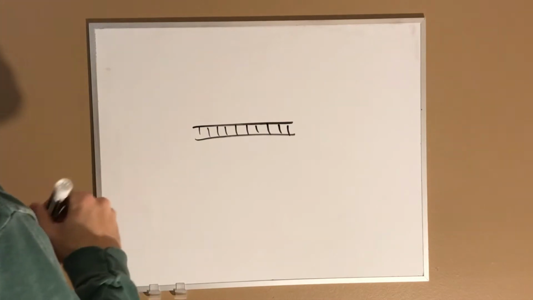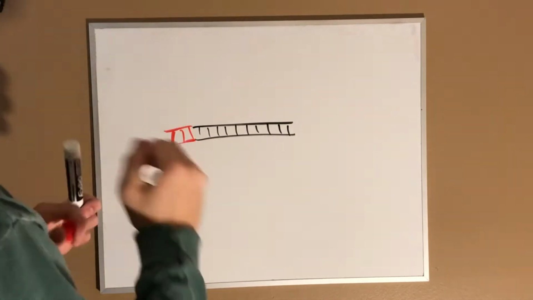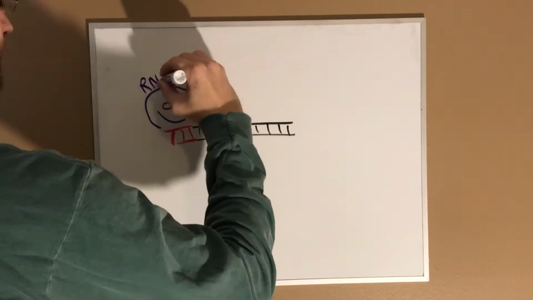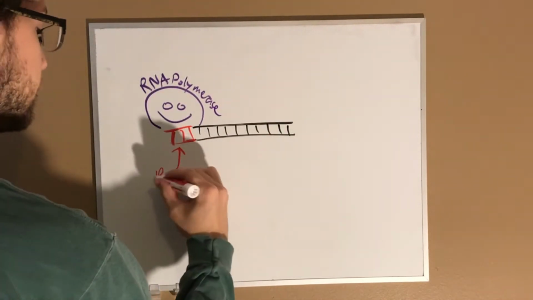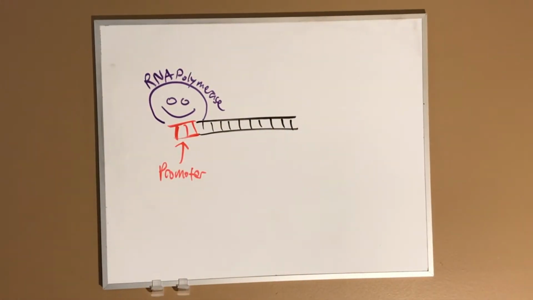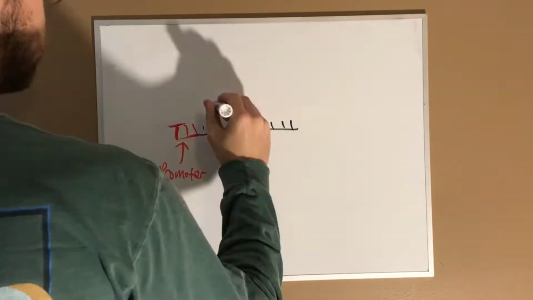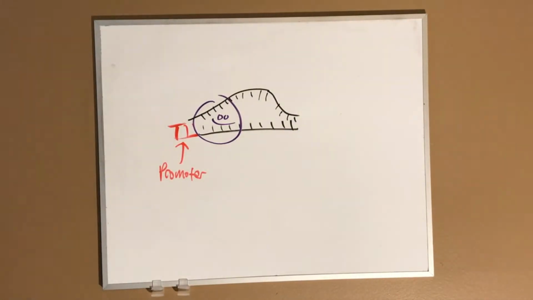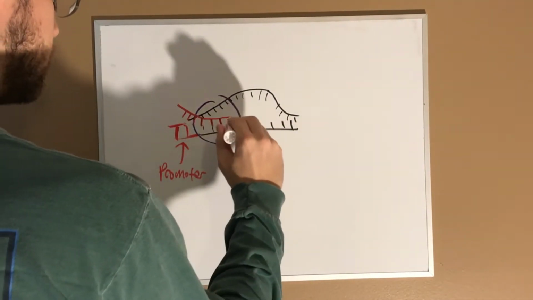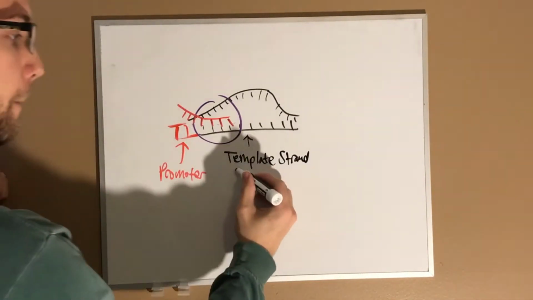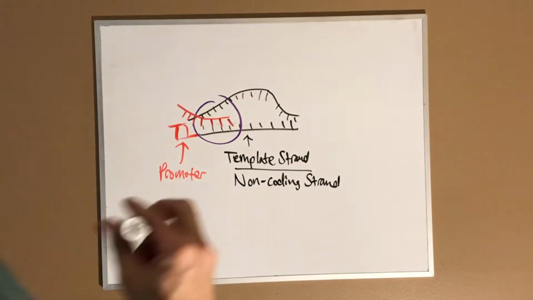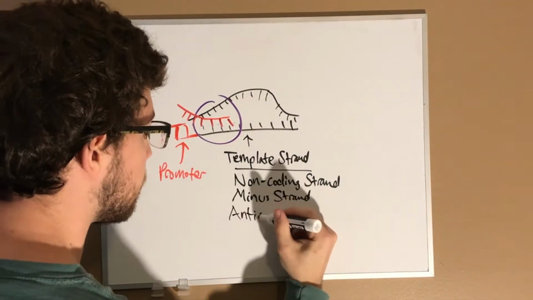To review, we saw how RNA polymerase attaches to the promoter region of the gene, which signals where transcription should start and on which DNA strand it should be done. The RNA polymerase unwinds the DNA and creates a new mRNA molecule on the template strand. This can also be called the non-coding strand, the minus strand, or antisense strand.